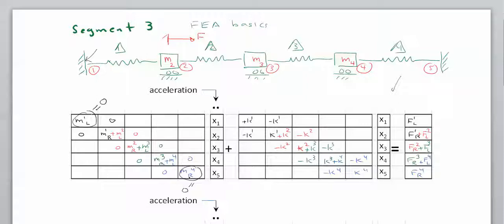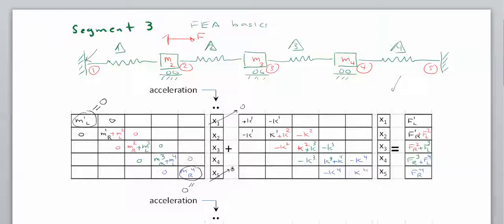If you don't like that explanation, don't let it bother you too much, because after all, this is x1 double dot. x1 itself is the displacement of node number 1, which is the wall. So this is 0. So even though you may not like the argument that I give you, you might say, okay, there is this m1l, but it's multiplied by 0, so it's really irrelevant.